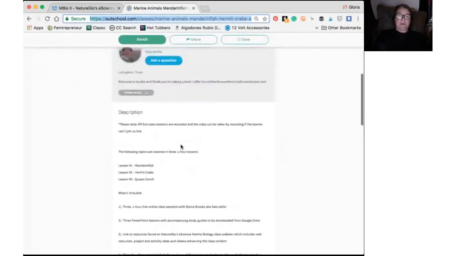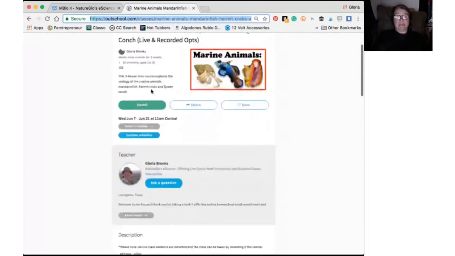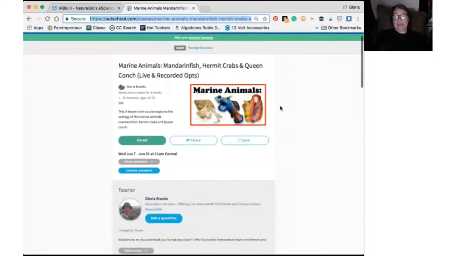All right, so those 3 animals, and they're pretty amazing animals. Interesting fact: the Native Americans used the queen conch shell as a musical instrument. And the mandarin fish are some of the most colorful marine animals in the world. I mean, just look at those psychedelic colors. And then, of course, we all know hermit crabs are a very famous pet.